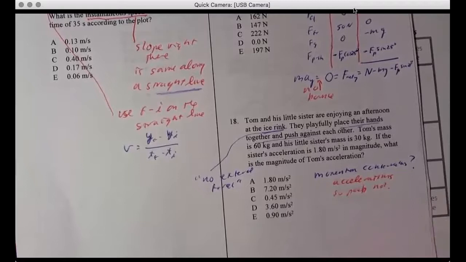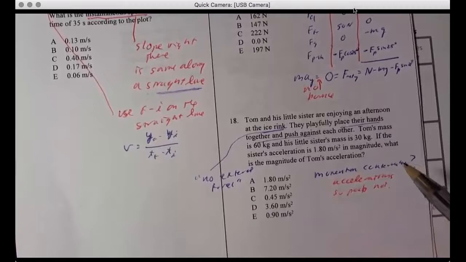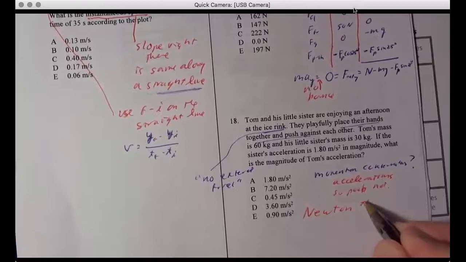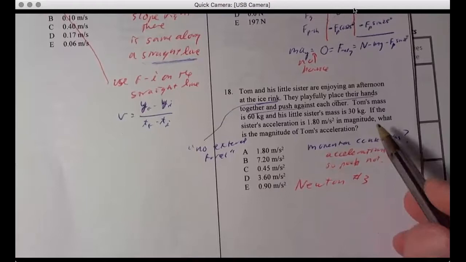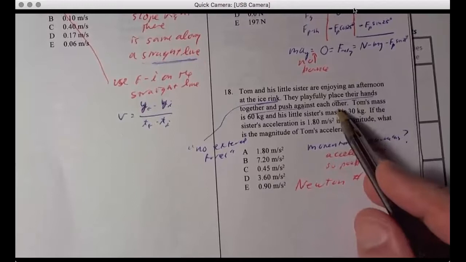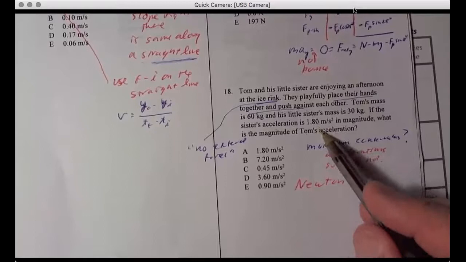So what does have acceleration? What does have acceleration is Newton's third law. And that one sort of raises its head this way. Sometimes you think, well, the reason why I put it off is because you look at this and say, oh, they're pushing against each other. I bet this is a recoil problem. Well, it would be a recoil problem if we're asking about velocities. This is asking about accelerations.